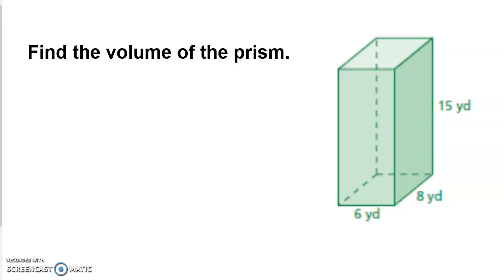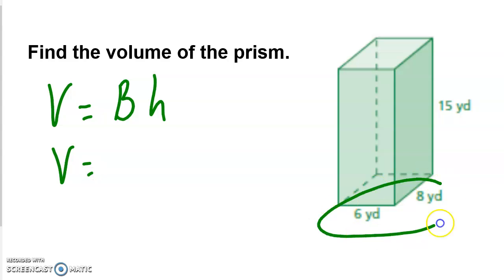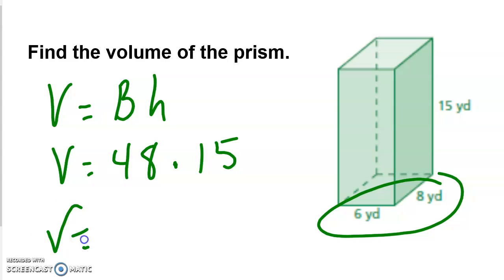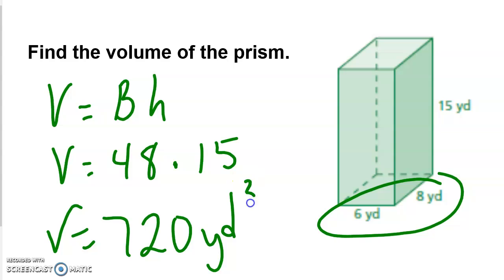Okay. Let's see if you and I have the same answer. So, volume, capital B, area of the base, times the height. Your volume in this case is 8 by 6, so that's 48. Multiplied by the height, which is 15. So we end up with a grand total of 720 cubic yards.